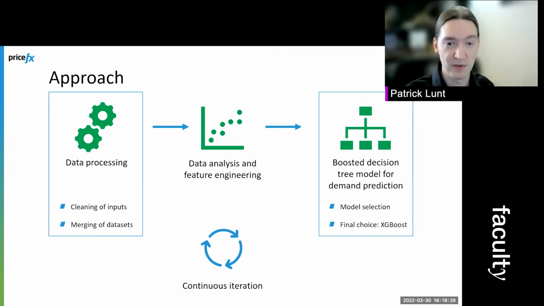Then we have this process of continuous iteration where we go back to the data processing step. Maybe we add some new data. Then we do some more data analysis, generate some new features to try and explain more of this variation in the relationship between price and demand. And then we retrain the model. Hopefully we produce some better predictions.